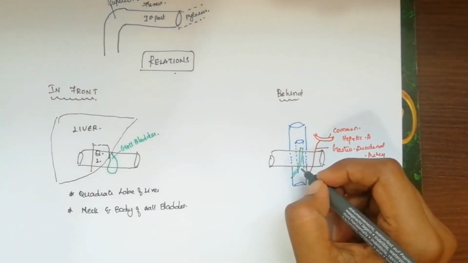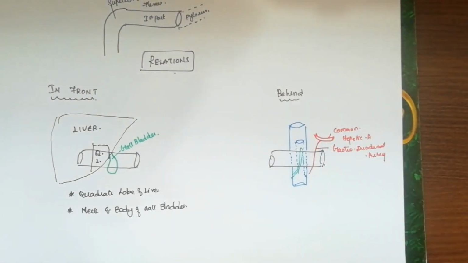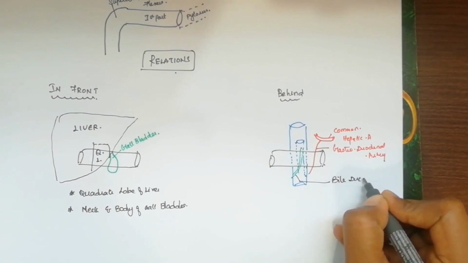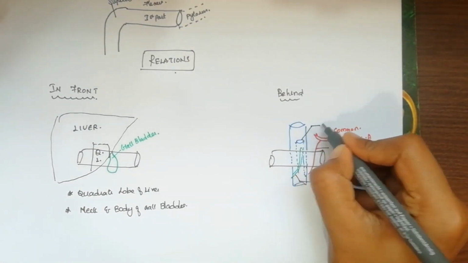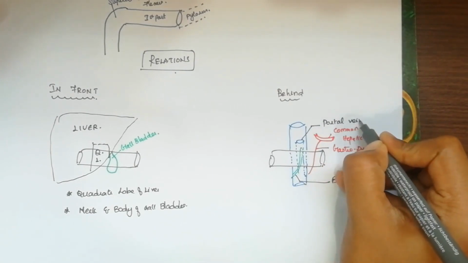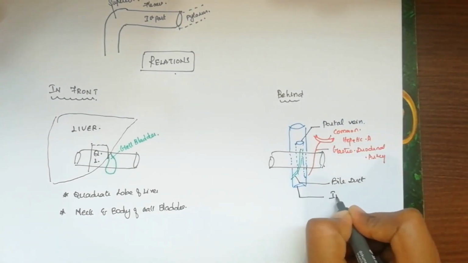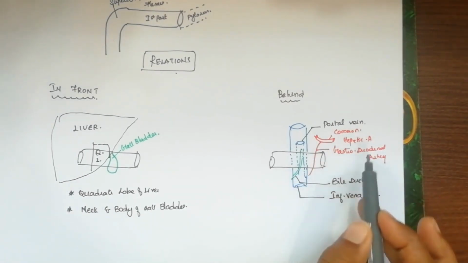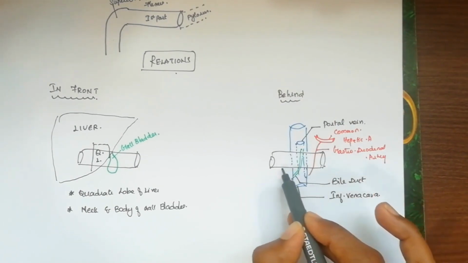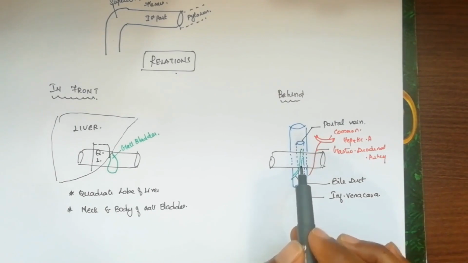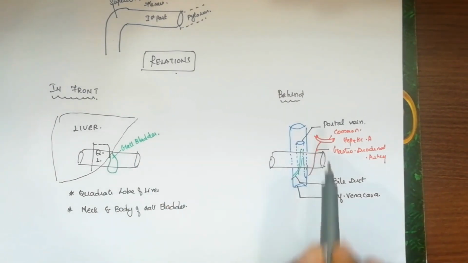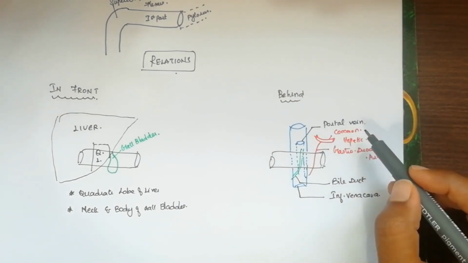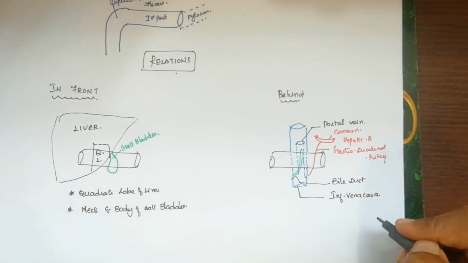And along with this in the posterior aspect we have got relations such as bile duct, portal vein and inferior vena cava. So these are the structures which are related in the posterior aspect of the first part of duodenum. Here we are seeing only the first part of duodenum, anterior and posterior relation. Posteriorly we have got inferior vena cava, portal vein, gastroduodenal artery and bile duct related.